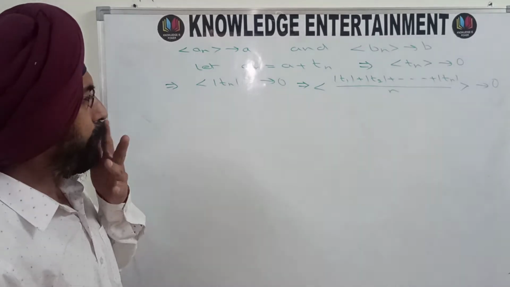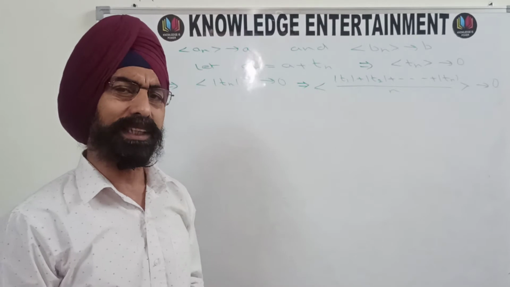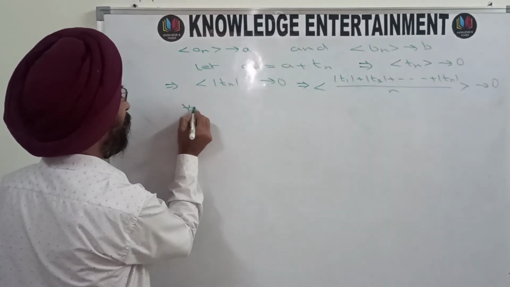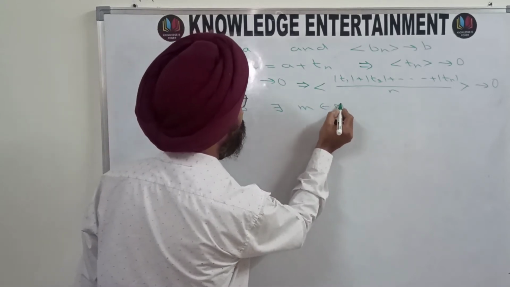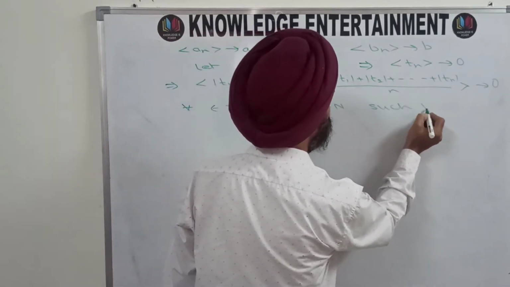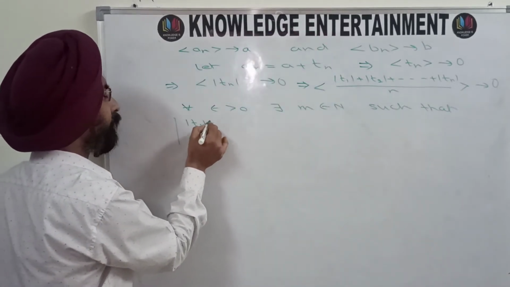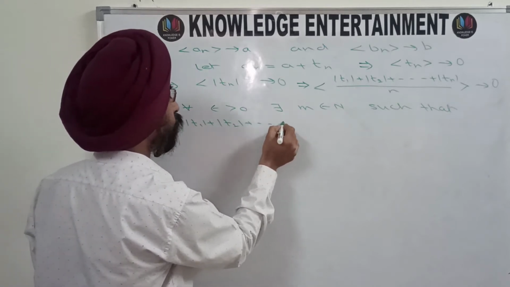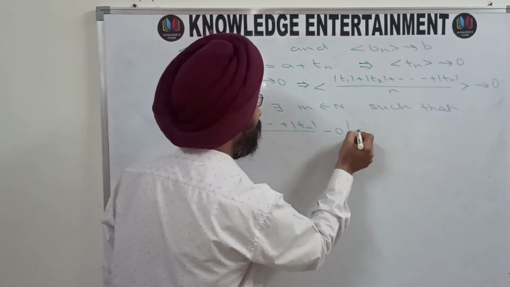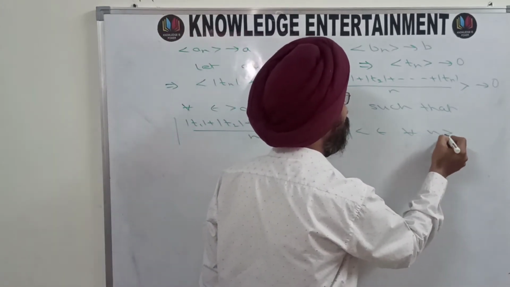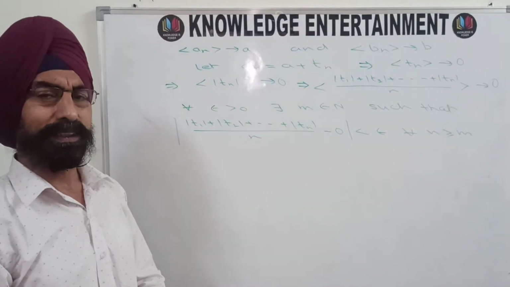Now, if this converges to 0, by using the definition of convergence, you can say that for every epsilon greater than 0, there exists some m belonging to the set of natural numbers such that mod of mod T1 plus mod T2 plus and so on plus mod Tn divided by n minus 0 is less than epsilon for every n greater than or equal to m. Here I have made use of the definition of convergence of a sequence.